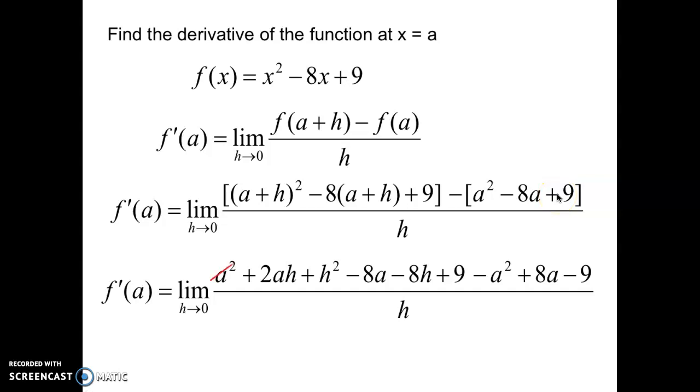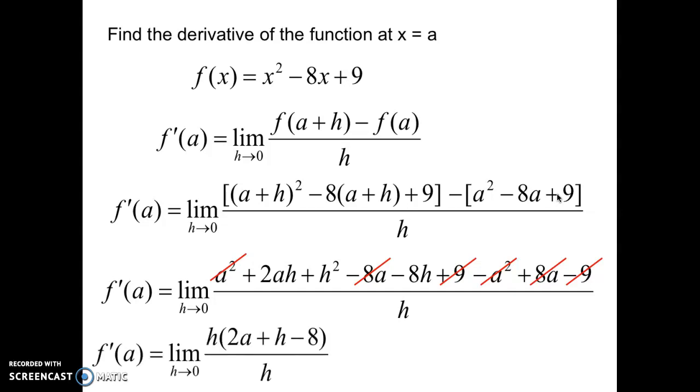Let's combine some terms here. The a squareds will cancel each other out. The 8a and negative 8a will cancel each other out. The 9 and the negative 9 will cancel each other out. And I'll get the limit as h approaches 0 of, I'm going to factor an h out of the numerator. So if I take out this h and one of these h's and that h, I get h times a factor of 2a plus h minus 8, over h.